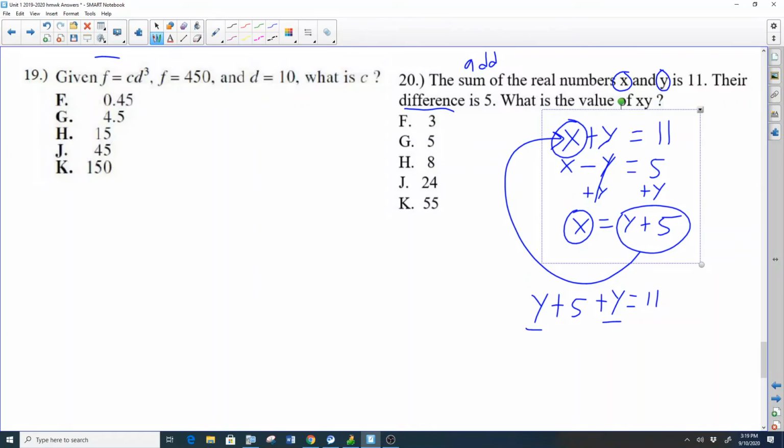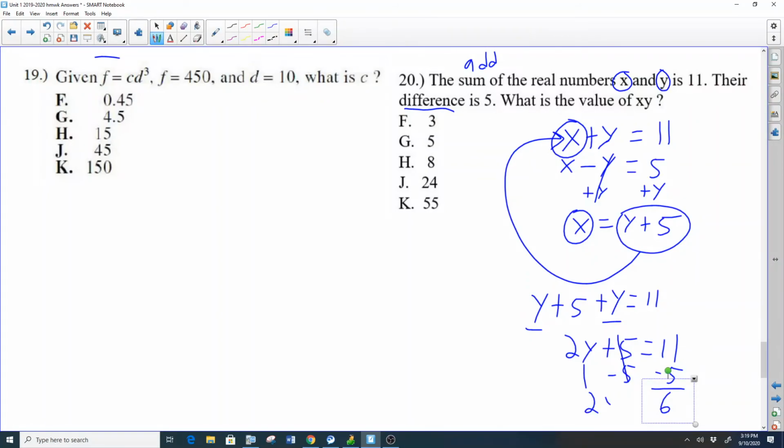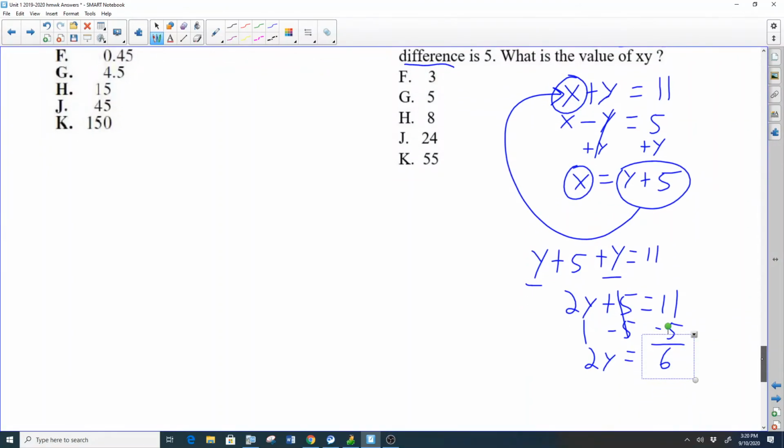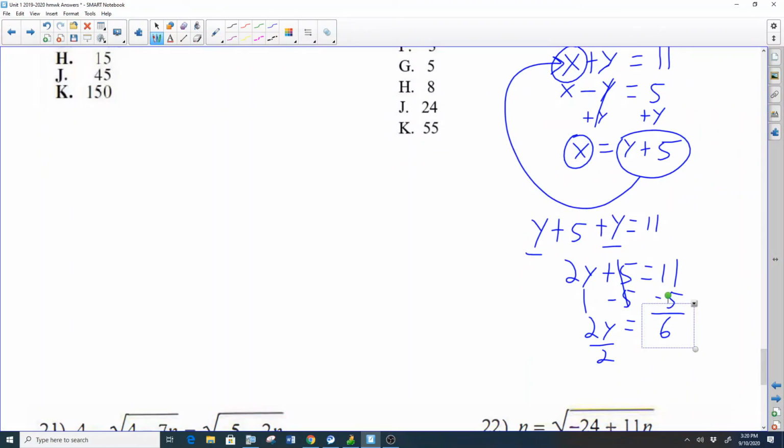So y plus y is 2y, plus 5 equals 11. So we're going to minus 5 to the other side. So 11 minus 5 is 6. And then bring down the 2y. So 2y is equal to 6. And then we're just going to divide by 2, divide by 2. And 6 divided by 2 is 3.